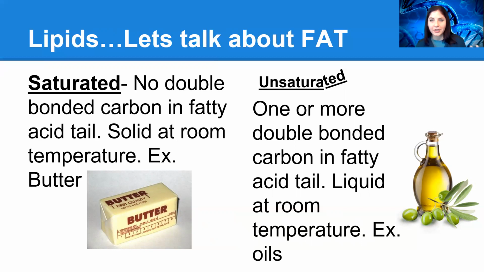Now, unsaturated, a little bit more free-form, free-flowing. Those are going to be liquid at room temperature. They have one or more double bonded carbons in the fatty acid tail. And again, they're liquid at room temperature. So for example, we have olive oil, avocado oil, grapeseed oil, all of those healthy oils are healthy fats.